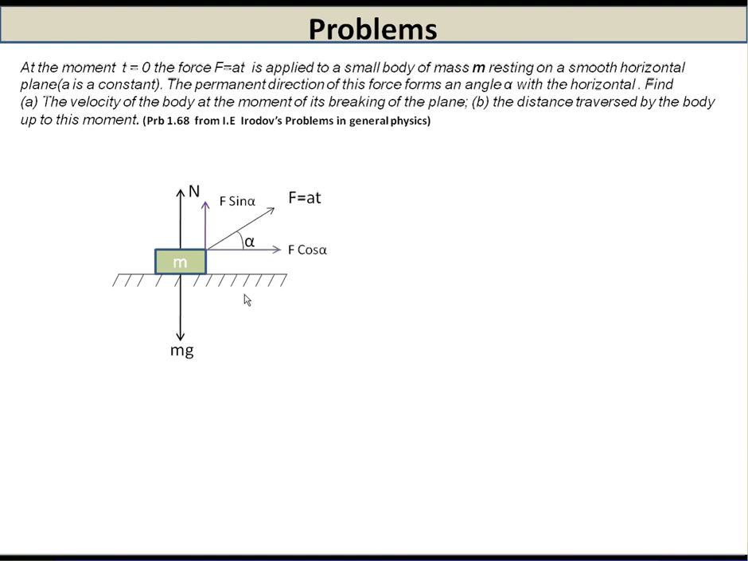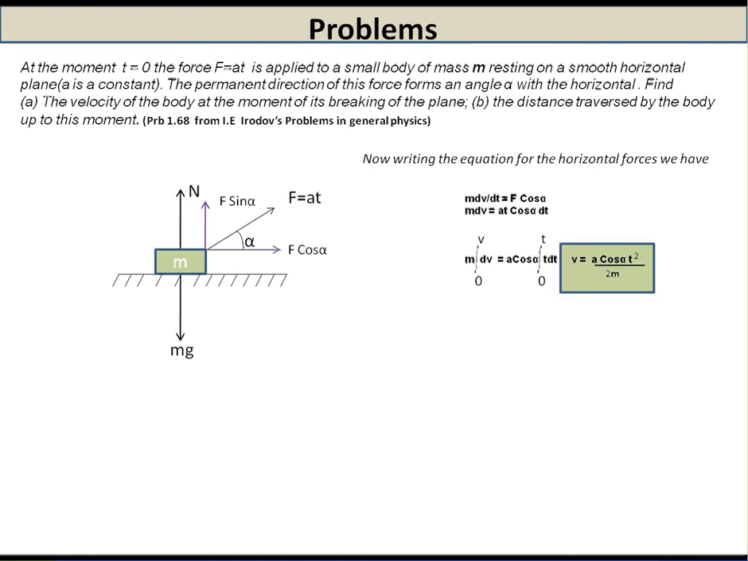Since the force is time dependent, the velocity and the displacement will also be time dependent. So let's first find the horizontal velocity in terms of time t. Considering the horizontal forces, the only horizontal force is F cos alpha. So we can write m dv/dt is equal to F cos alpha, and substituting the value of F as at, we have v equal to a cos alpha t squared by 2m. So we got the velocity in terms of t.